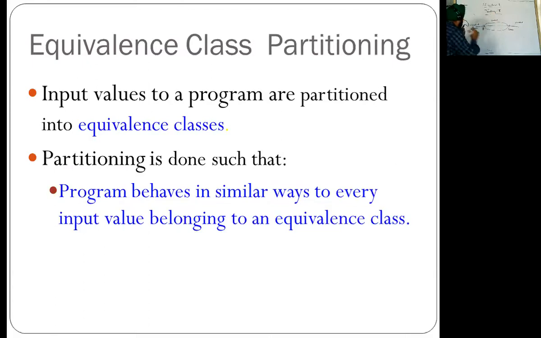So one test case belongs to an invalid class, another is an invalid class greater than 5,000, an invalid class which is less than 1, and all the numbers between these, whose square root has to be found, form the valid class. So when we make a test suite, it will have one entry from here, suppose minus 40, one entry from here, suppose 700, and one entry from the invalid class, that is 6,000. So this will be one test suite.